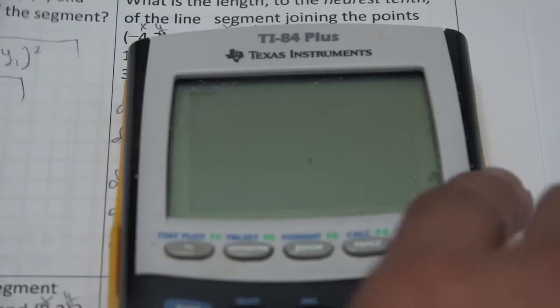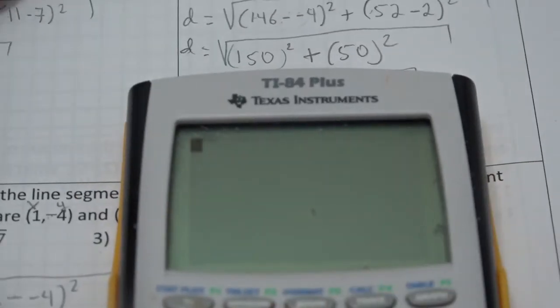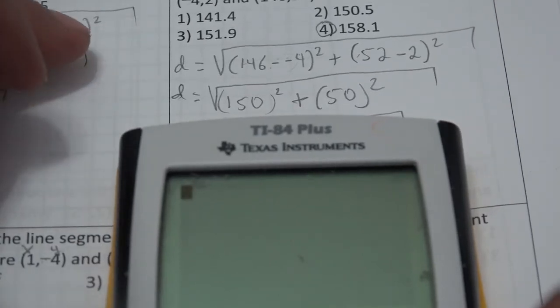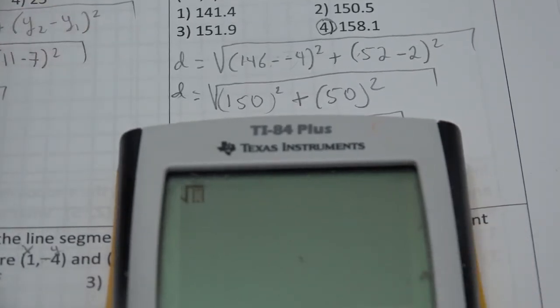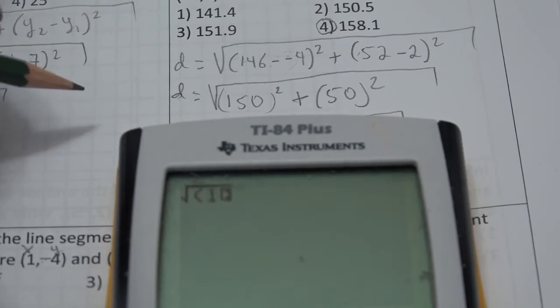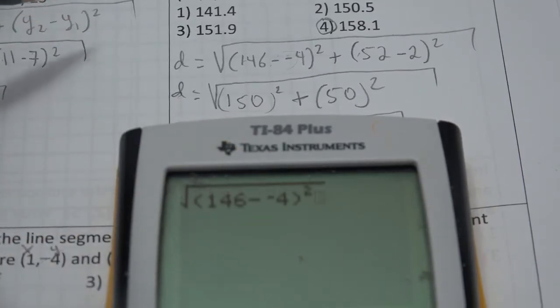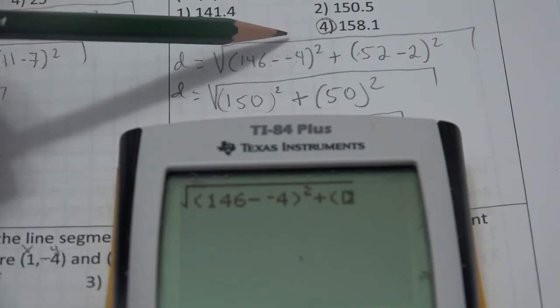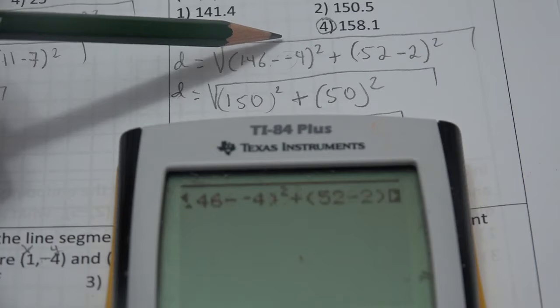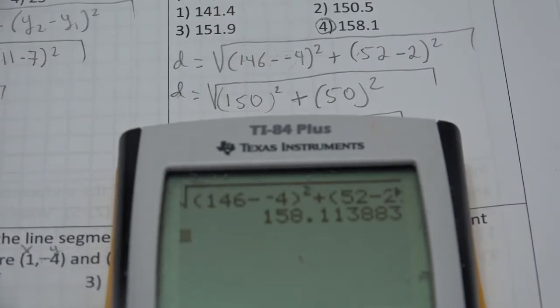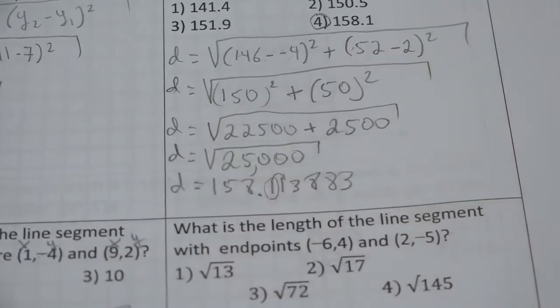Now, could I do the whole thing on the calculator? Sure. Let's see if I can do this. First of all, I do the square root, and then I put parentheses. And I say 146 minus negative 4. See, the minus and the negative are different. Square, right? Plus 52 minus 2 squared. And now let's see what we get. Boom, same answer.